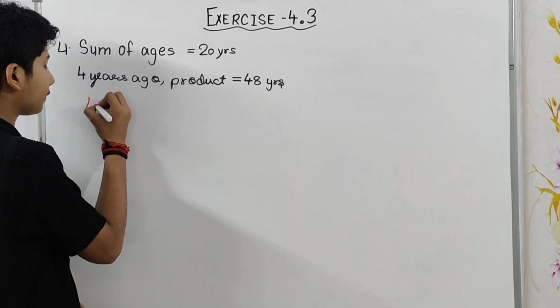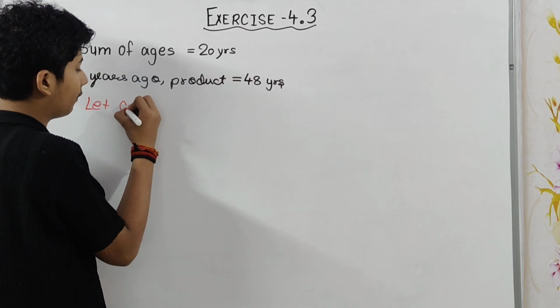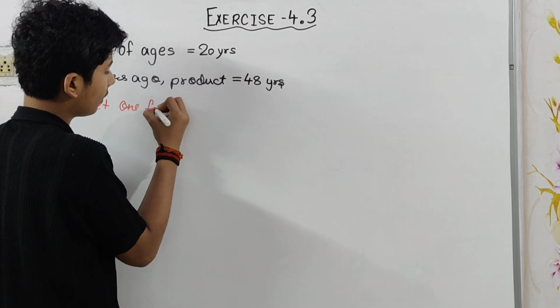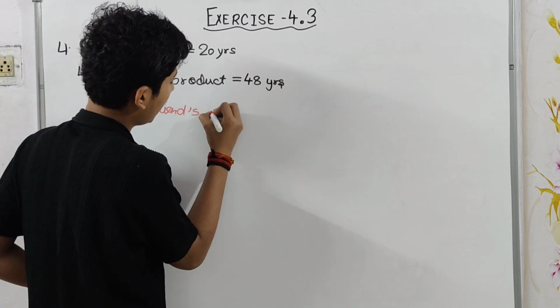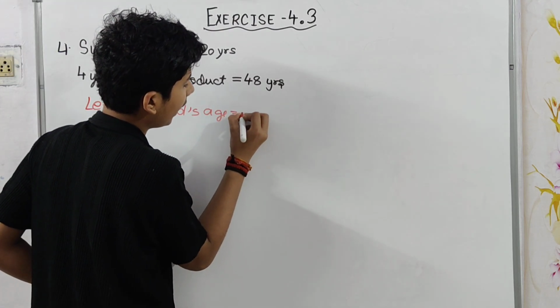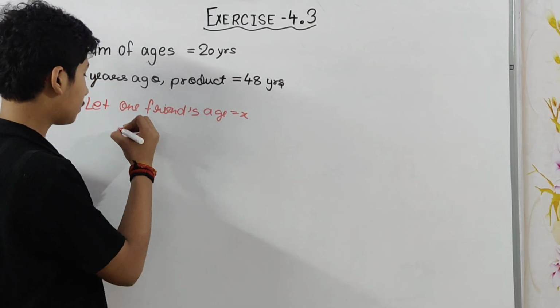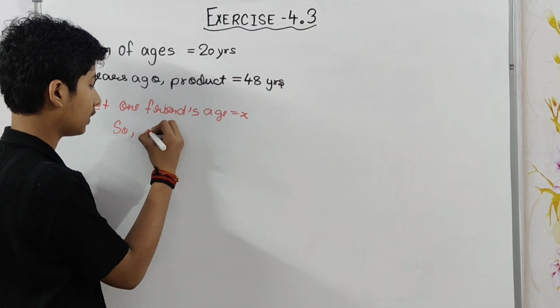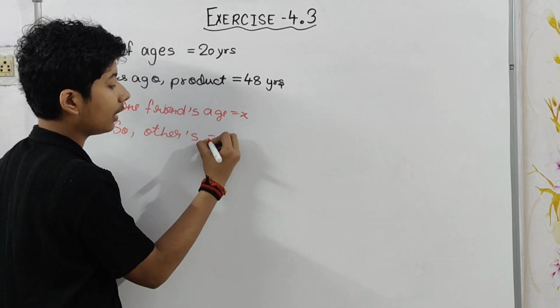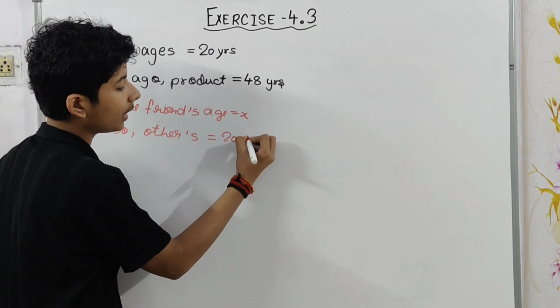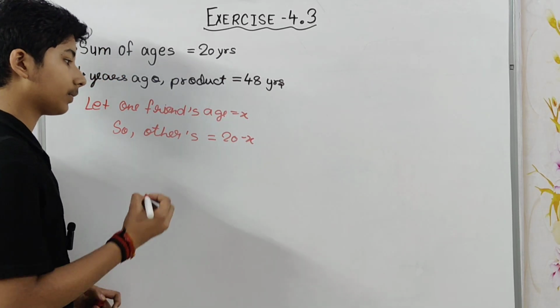Okay, so let one friend's age be x. So the other friend's age will be 20 minus x, because the sum is 20.